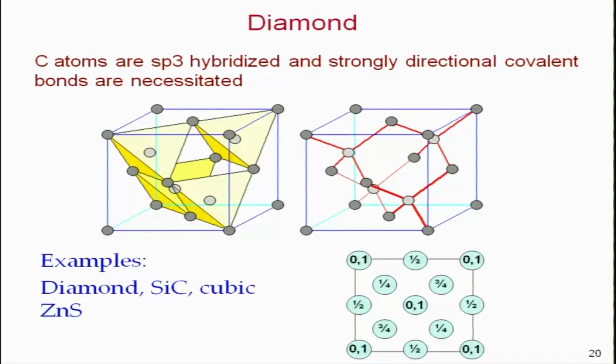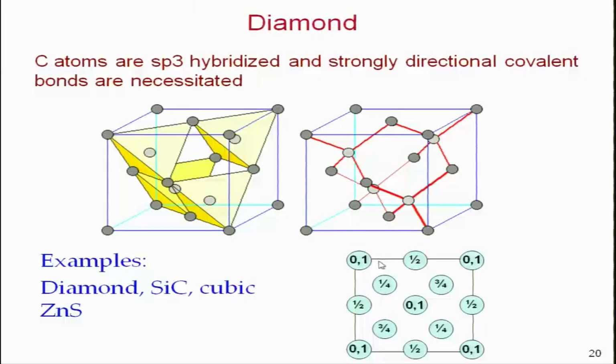So basically diamond cubic structure is two interpenetrating FCC lattices shifted with respect to each other by a vector 1 by 4, 1 by 4, 1 by 4. So this is the structure you can see, this is the top view. These make the original lattice, okay, FCC lattice.